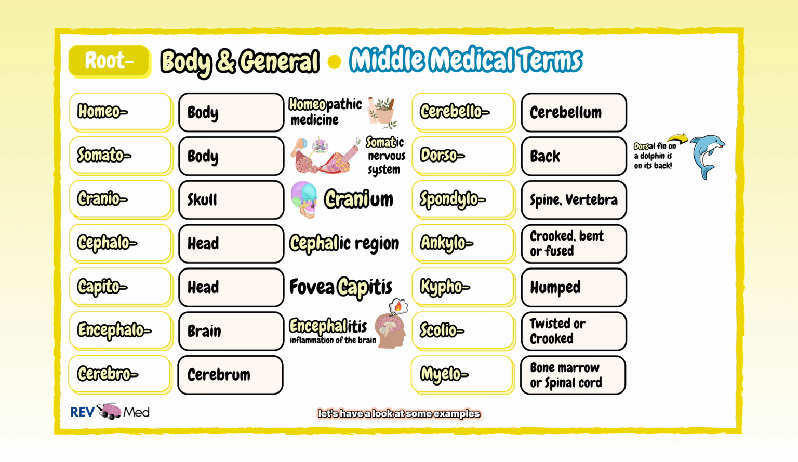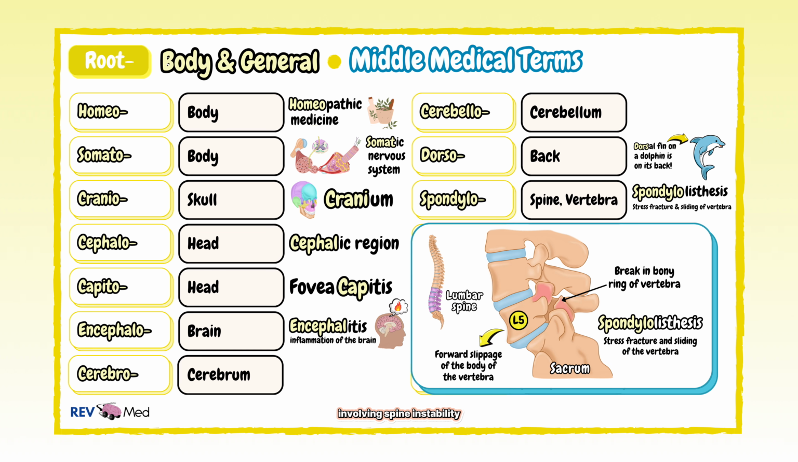Let's have a look at some examples. Spondylo, having to do with the spine and vertebra. We have the condition spondylolisthesis, involving spine instability, moving more than it should. Root word spondylo, spine, and suffix listhesis for slippage.